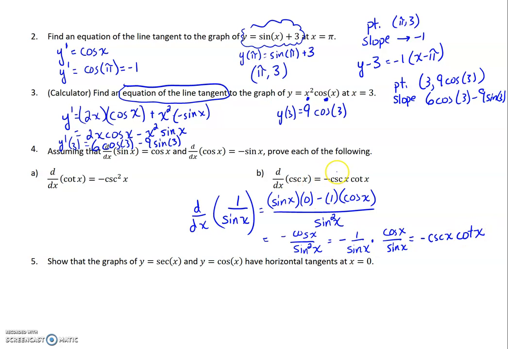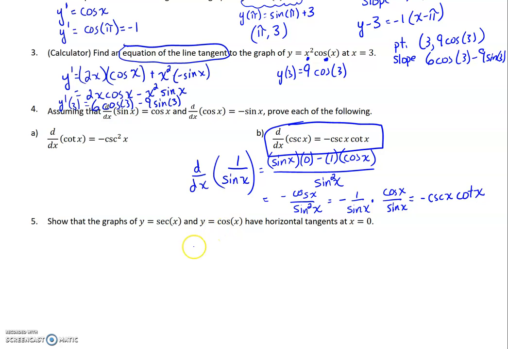Generally speaking, I've actually never seen a textbook where this is not given to you as the form in which it should be memorized, but it would be just as valid if everyone in the world decided it would be cosine of x over sine squared of x. That would be totally fine. All right, number 5, show that they both have horizontal tangents at x equals 0.